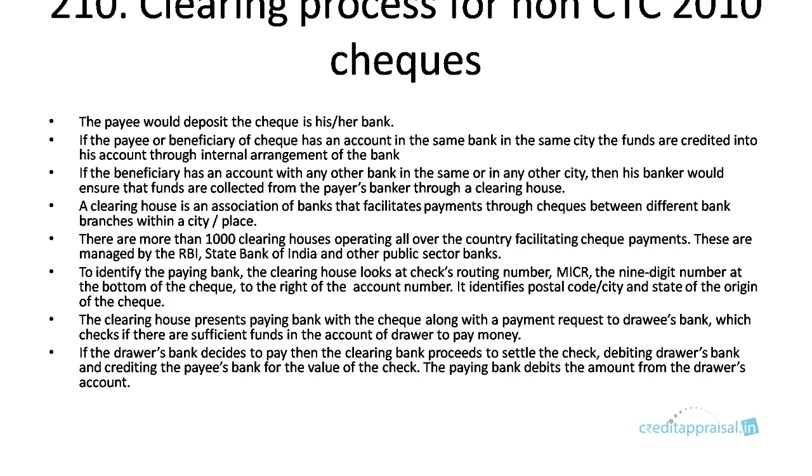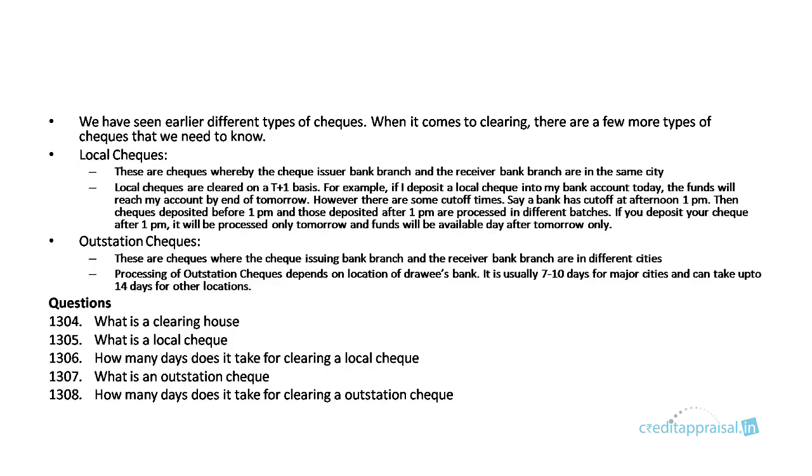So we've seen earlier different types of checks. When it comes to clearing, there are a few types of checks you have to know: local checks and outstation checks. Local checks are where the check issuing bank branch and the receiver bank branch are in the same city. Local checks are usually cleared on a T+1 basis. That means if I deposit a local check into my bank account today, the funds will reach my account by the end of tomorrow. However, there are some cutoff times.